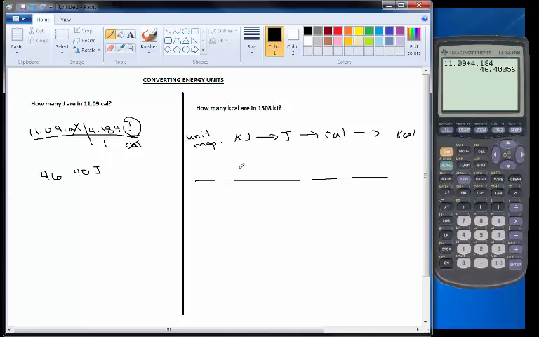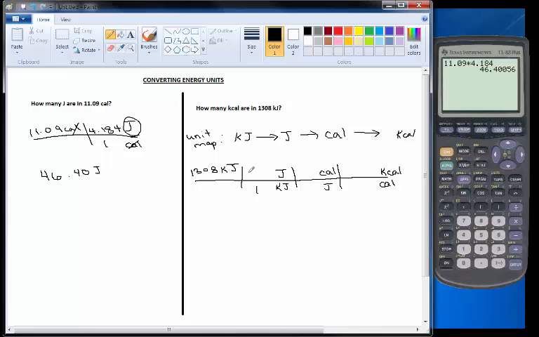Just as before, we will put the information that's given to us in our problem first. So we'll say 1,308 kilojoules will be in the top portion of our conversion table. Kilojoules are on top, so we will place kilojoules on the bottom. And we know from our unit map that we will be changing those kilojoules into joules. Joules will go on the bottom. And the next unit that we will convert to is the unit of calorie. Calorie goes on the bottom, and the final unit that we will place on top is kilocalorie.